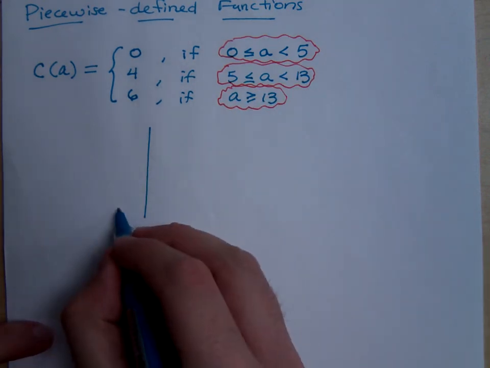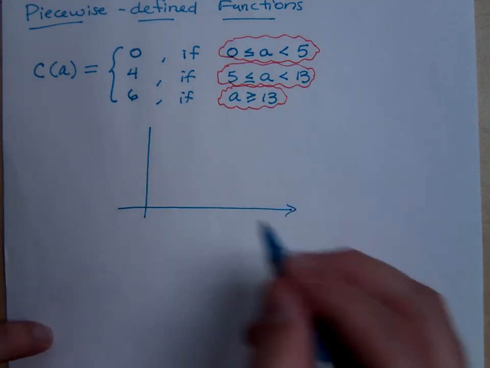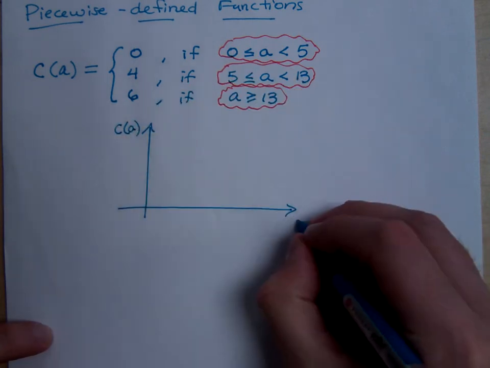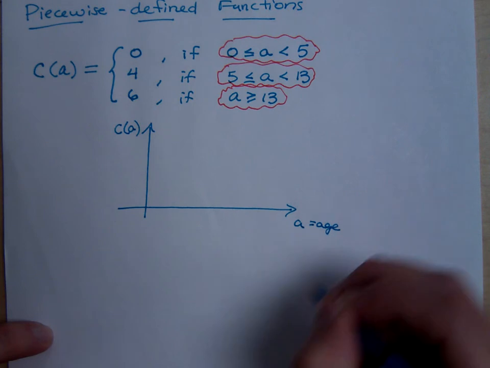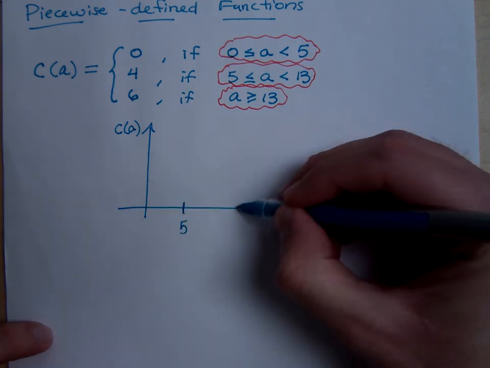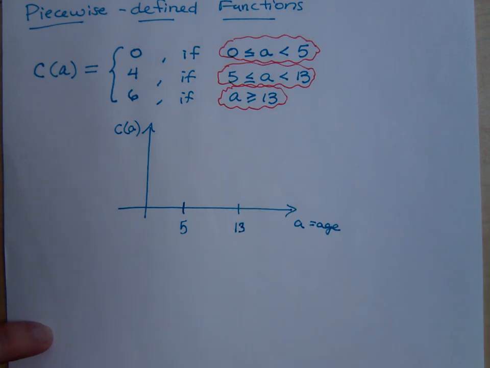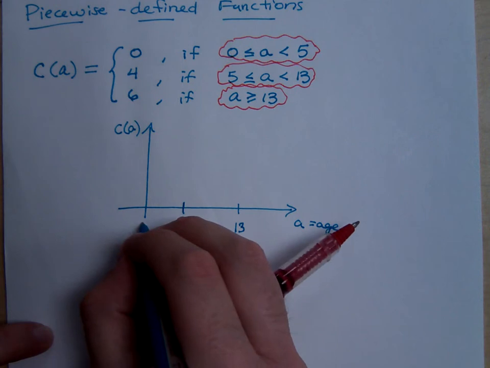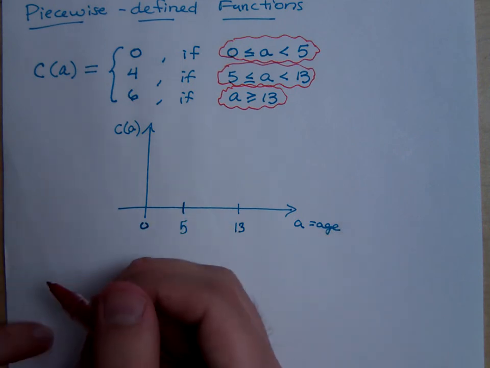Now, if you were to graph this, of course this being your cost and this being your age, then you have these key breakdowns right here at 5 and 13. Do y'all agree? And so we know that if we were to graph this between 0, let me mark that here for you, between 0 and 5, what's your cost?